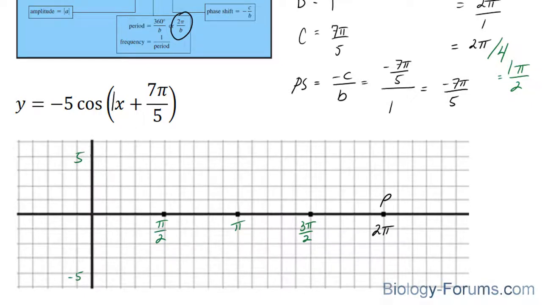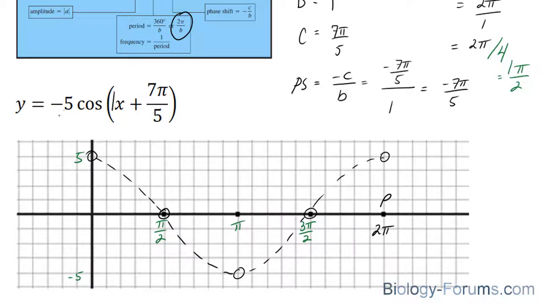So now what I will do is I will plot cosine without a phase shift. And I'll use a dashed line so you can follow along. This is what cosine would look like. There you have it. That's what cosine would look like if it had an amplitude of strictly 5.